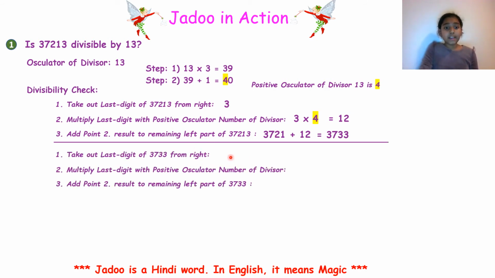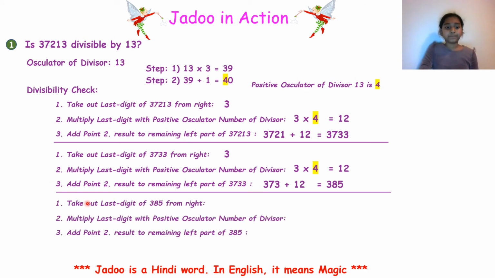First, take out the last digit of this number from the right, which is 3. Second, multiply the last digit with the positive oscillator number of the divisor. So 3 times 4, which is 12. Third, add this result to the remaining left part of this number. So 373 plus 12 is equal to 385. It's still a big number, so we will continue these steps again.